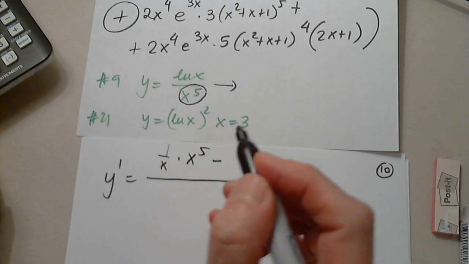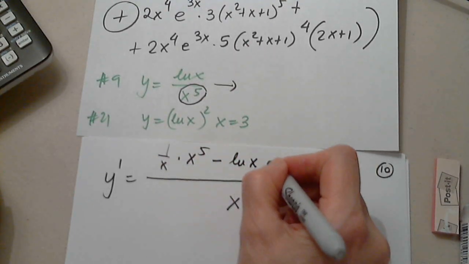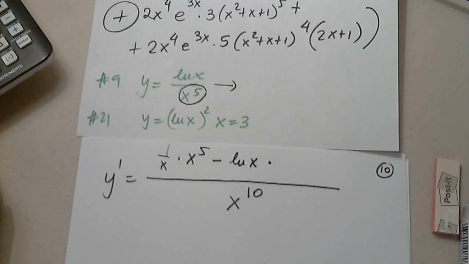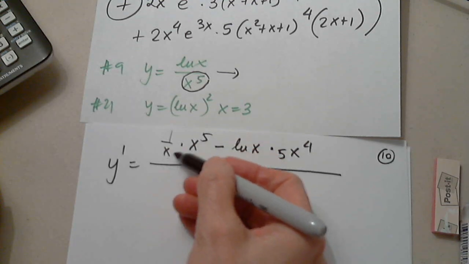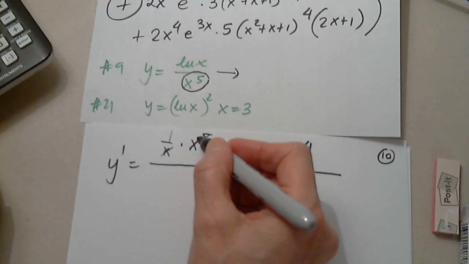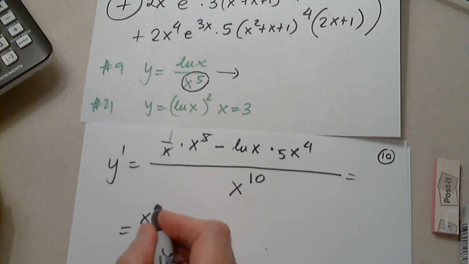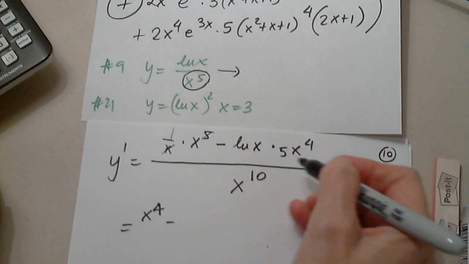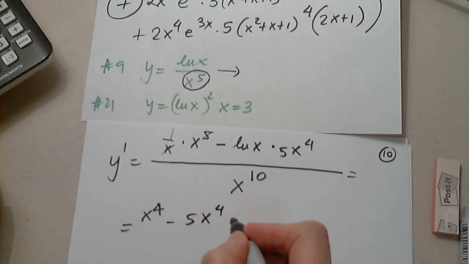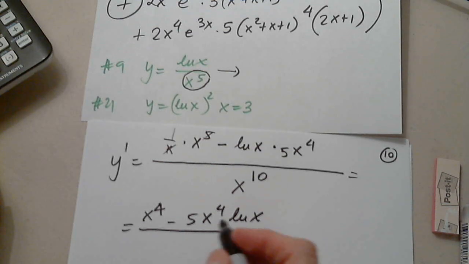Multiply by x to the 5th minus copy natural log x times, I have to differentiate x to the 5th. Five x to the 4th. 5x to the 4th. Excellent. Of course, I'll simplify here. 1 from here, 1 from here. And I get x to the 4th minus, and I will rearrange this because I don't like to write anything behind natural log. So it's 5x to the 4th natural log x over x to the 10th.